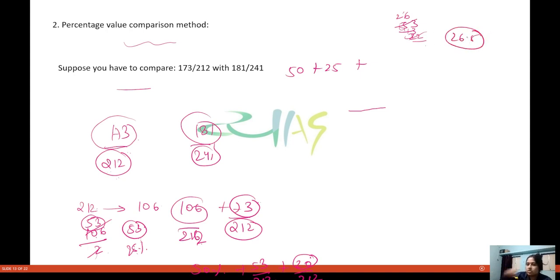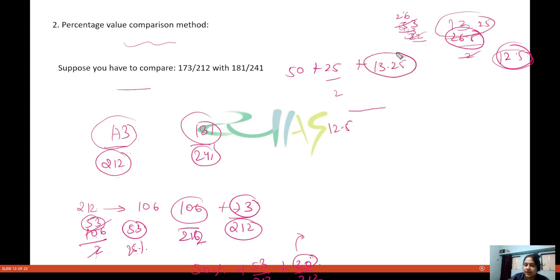And what is left is 7.75. We know 10% of 212 is 21.2, so 7.75 is approximately 3 to 4 percent. This is less than 4 times and more than 3 times, so let us say it is about 3.5. So this is 84.5%. It is coming to be 84.5%.